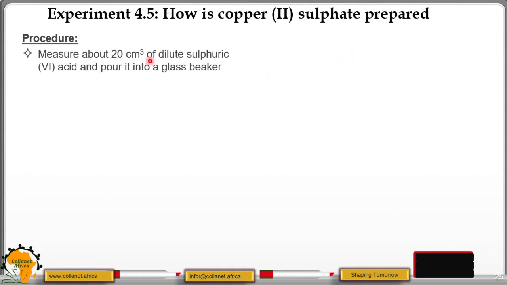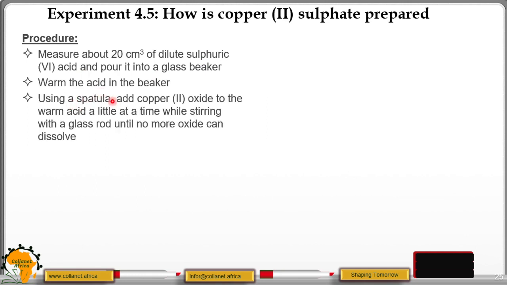Measure about 20 centimeters cubed of dilute sulfuric acid and pour it in a glass beaker. Warm the acid in the beaker. Using a spatula, add copper 2 oxide to the warm acid, a little at a time while stirring with a glass rod until no more oxide can dissolve. In this case, you're adding copper 2 oxide, which is a base, to an acid. That means it is a neutralization reaction.